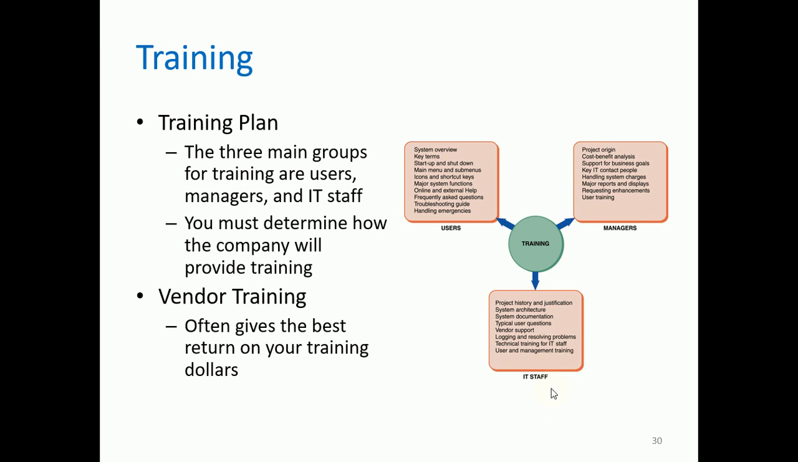And for the users: systems overview, key terms, startup and shutdown, main menu and submenus, icons and shortcut keys, major system functions, online and external help, frequently asked questions, troubleshooting guide, and handling emergencies. So, as you can see, they have different training sets. For users, these are the operations on how to use the system, while the managers, since they are managers, oversee the operations of the system, while the IT staff are the ones who are going to develop or maintain the system. So, of course, they have different training sets for different training groups.